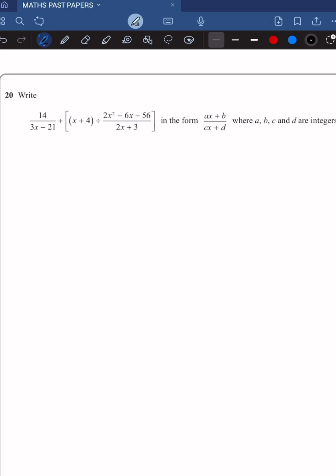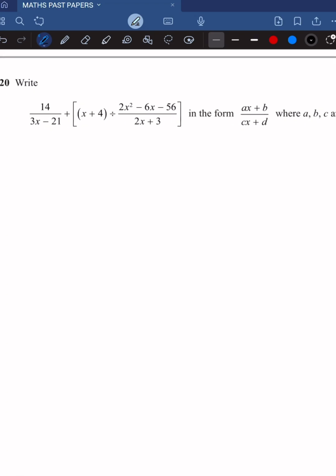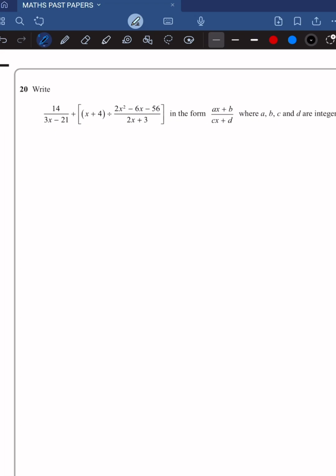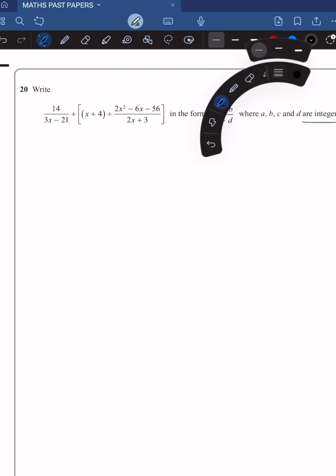So number 20 now, we're nearly done with the paper. Let's get this done. So 14, write this fraction in the form ax plus b over cx plus d, where a, b, c, and d are integers. Okay, so let's increase this size.